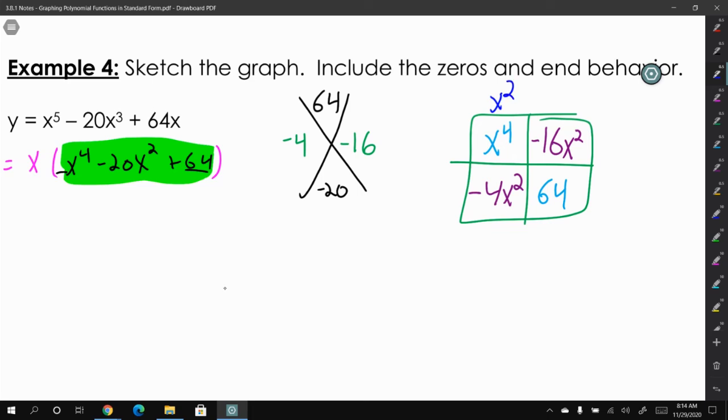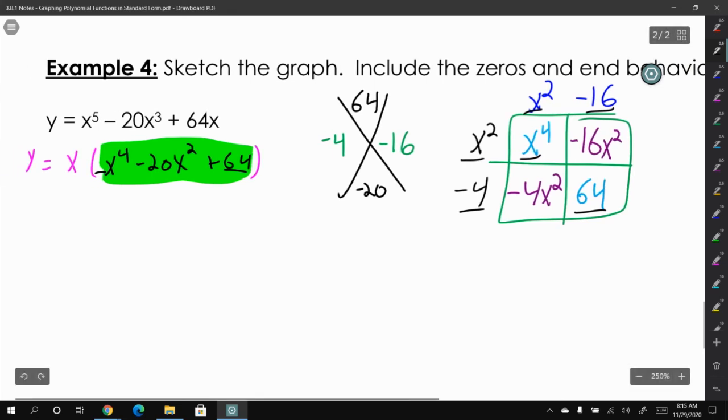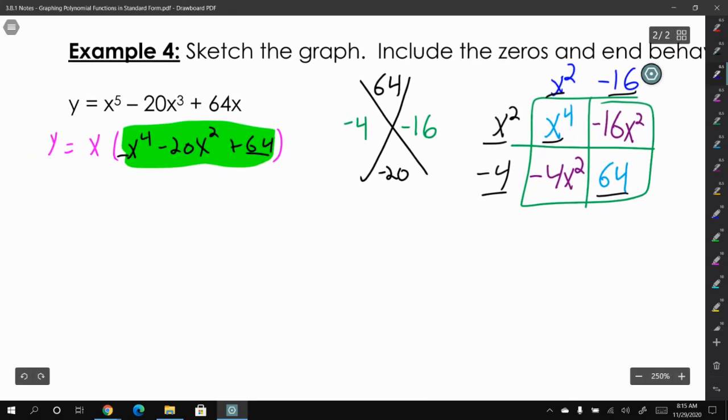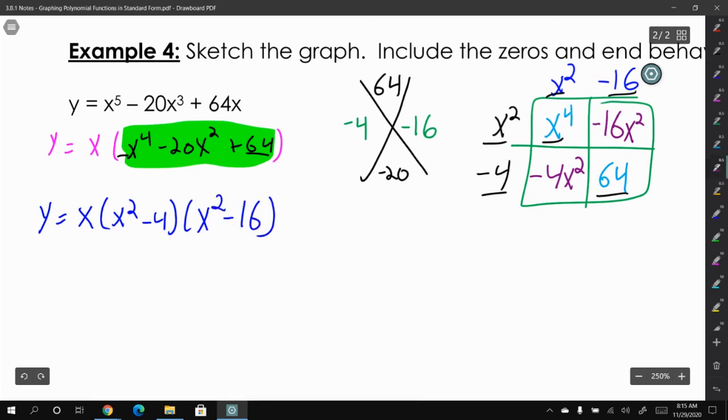And then we say, what is the GCF of the second column? Well, you can divide both those by 16, but because that top one is negative, it's going to be negative 16. And then we say, okay, x squared times x squared gives you x to the fourth, and negative 16 times negative 4 gives you positive 64. So my factored form, or the next step to my factored form, is x squared minus 4, x squared minus 16. But now we can factor these two parts.